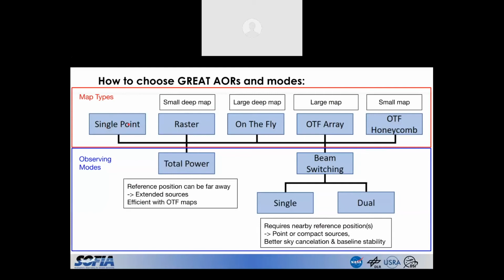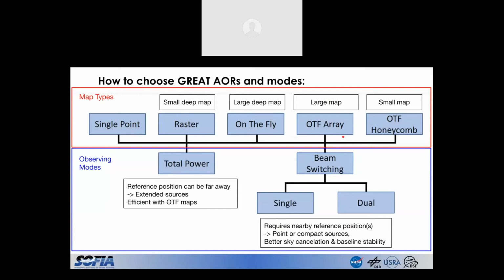First, there is single point. That's pretty much self-explanatory, just one pointing, that's it. A raster map is basically single pointings in a regular rectangular grid. That's mostly applicable for small, deep maps. If you don't want a rectangular raster, you have to do several single pointings as a separate thing.